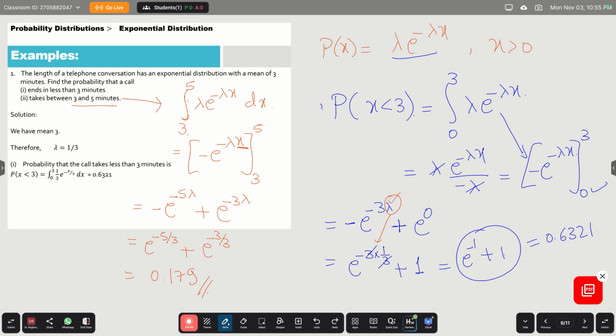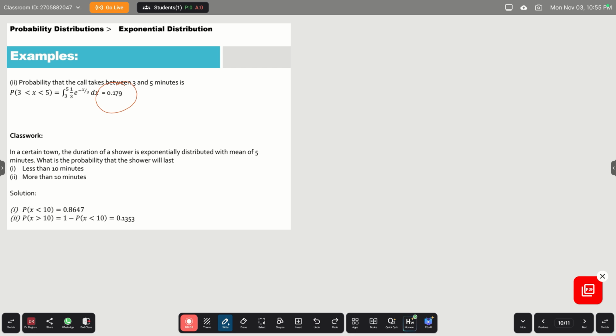I'll give a similar example. In a certain town, the duration of a shower is exponentially distributed with a mean of 5. So what is the x here? X is the duration of the shower. And the mean is given as 5 minutes. That means lambda will be 1 divided by 5. Now you can take the questions one by one. Less than 5 minutes.